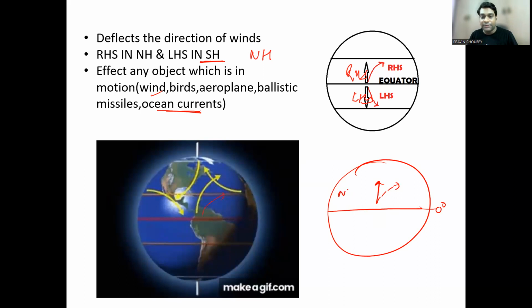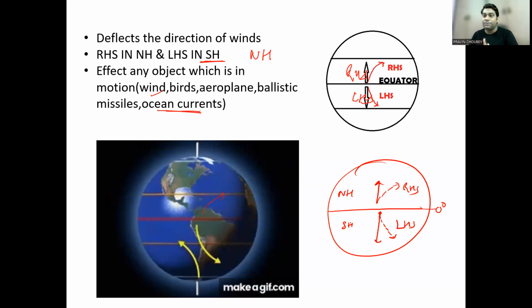Similarly, in the northern hemisphere, as you see, wind is deflected to the right-hand side, and in the southern hemisphere, when the wind is blowing from the equator toward the pole, it deflects to the left-hand side. You can stand behind the wind, so your left-hand side is the left-hand side of the wind. In the southern hemisphere, wind is deflecting to the left-hand side.